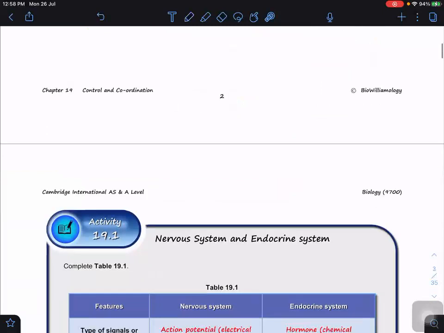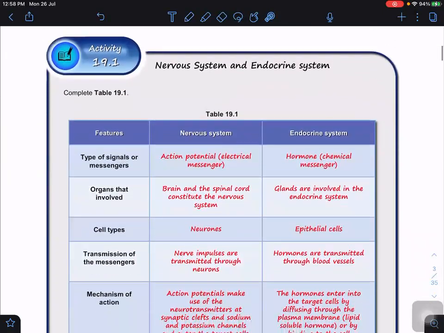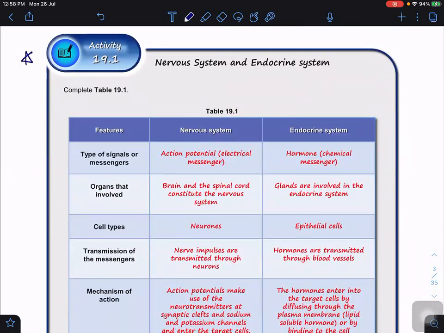So you can see the differences here. Highlight this activity 19.1. When talking about the nervous system and endocrine system, what are the differences? In fact, activity 19.1, I already discussed in chapter 18 previously, so just a quick revision here. In terms of type of signal or messenger, the nervous system uses the action potential, which is a form of electrical messenger, and the endocrine system uses hormones, which are a type of chemical messenger.